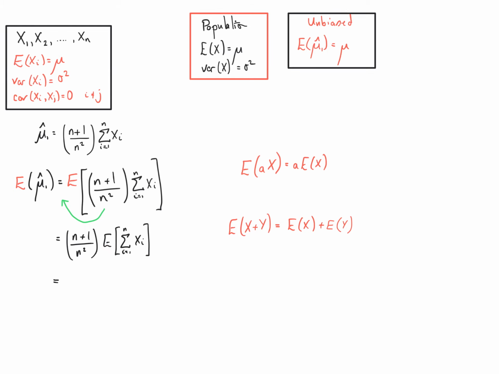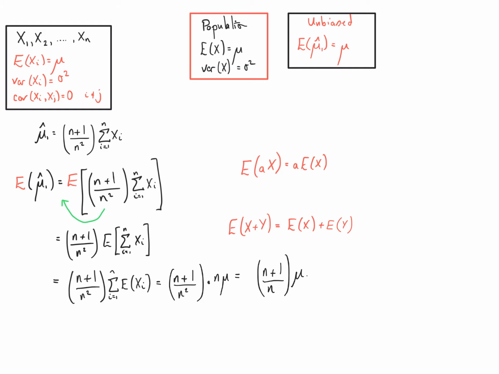So we can take this expectation inside the summation. This is just going to be equal to n plus 1 over n squared times the sum of the expectations of the xi's. Now we know that from our assumptions that the observations are IID, the expectation of each of those xi's is always equal to mu, so we can replace each of these by a mu. That's going to be mu plus mu plus mu, n times, or n lots of mu, so we can rewrite this as n plus 1 over n squared times n lots of mu, which is equal to n plus 1 over n times mu.